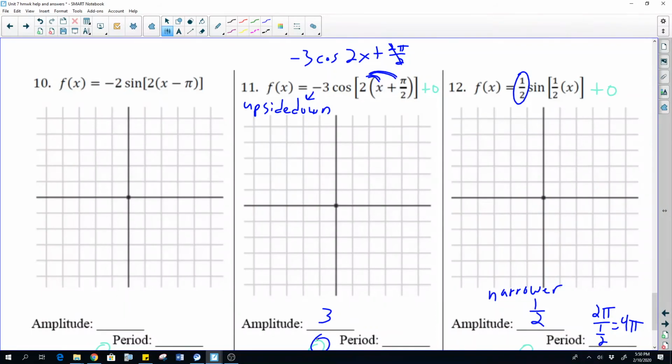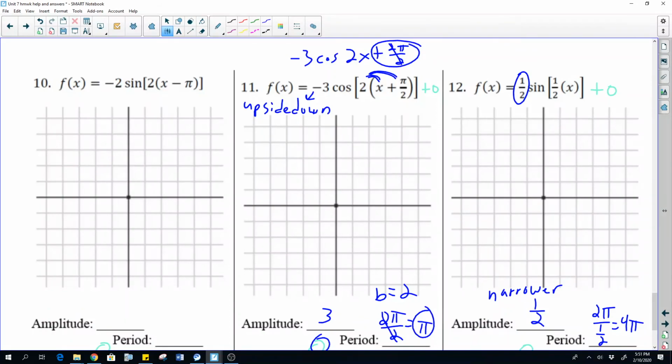Now the period is going to be 2 pi over b, and that b value is important because the period is going to use it, as well as the phase shift. So super important. So our b value is 2. That's important. So for the period, it's just 2 pi over 2, 2 pi over b. So the 2's cancel, just leaving us with pi. That's our period.